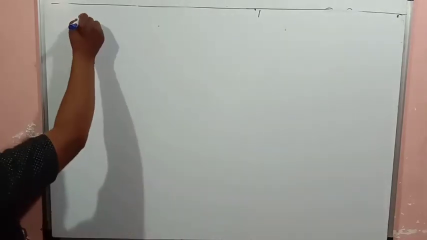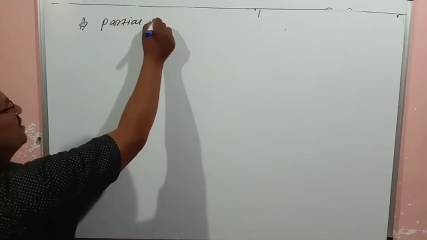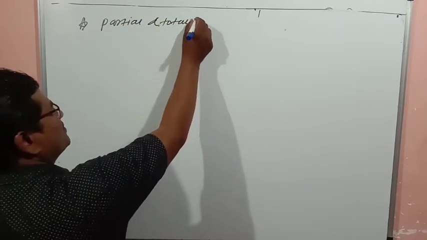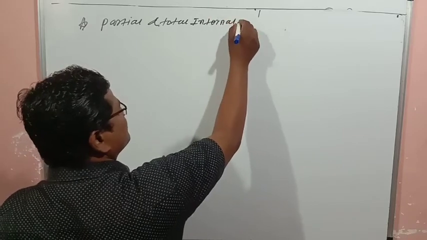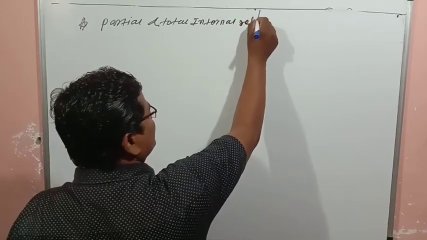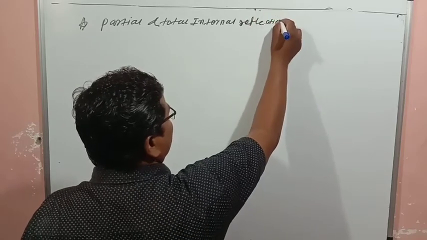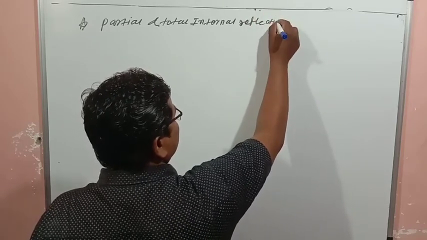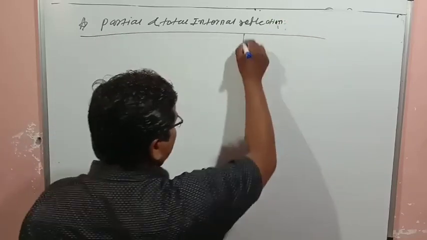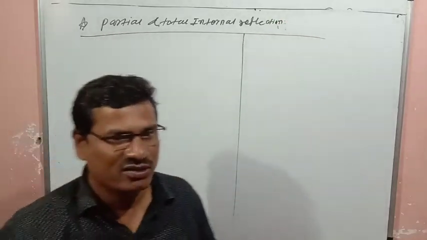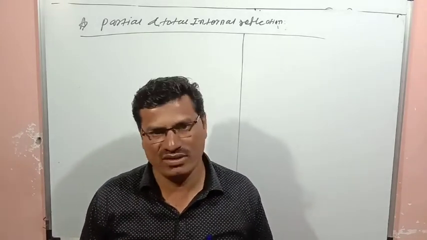So next point is the partial and total internal reflection. So what is total and what is partial internal reflection? So explanation we'll see first, and then we'll write points.